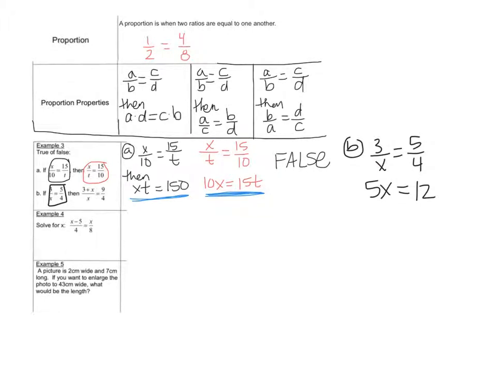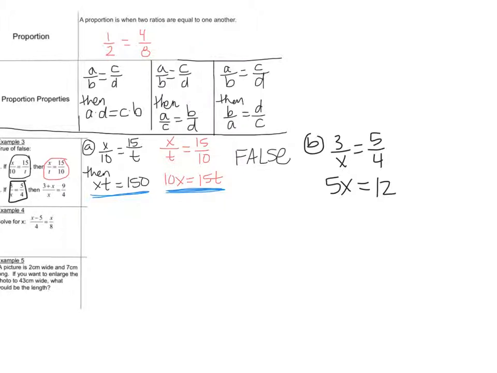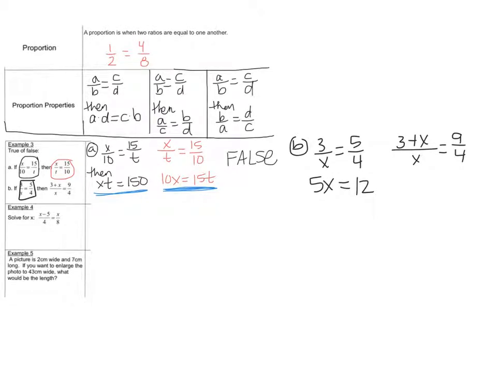Let's see if that equals, I have 3 plus x over x equals 9 over 4. I'm going to move over just a teensy bit more. Alright, let's see if this product works. Now I'm going to do 9 times x, that's easy, that's 9x. But I'm going to do 4 times this entire quantity. So now I'm going to use the distributive property to get 12 plus 4x. I'm going to subtract 4x from both sides to get 5x equals 12.